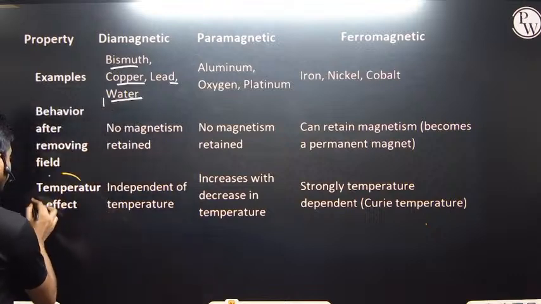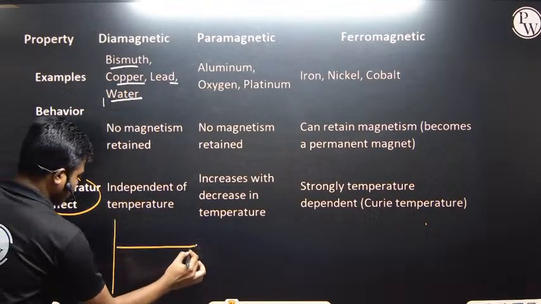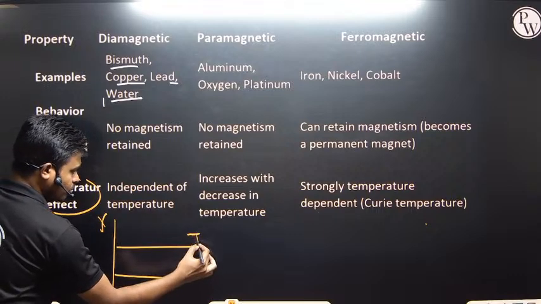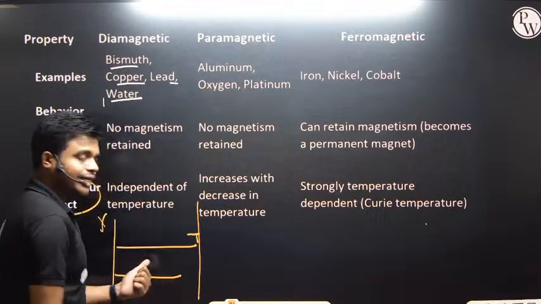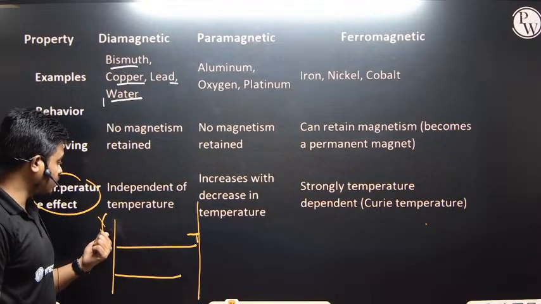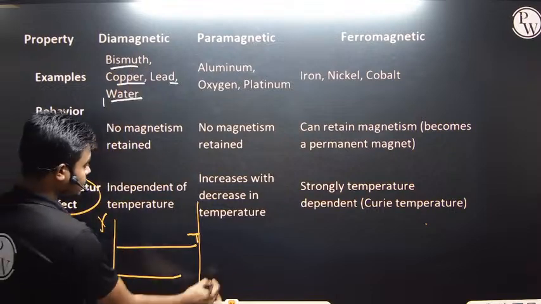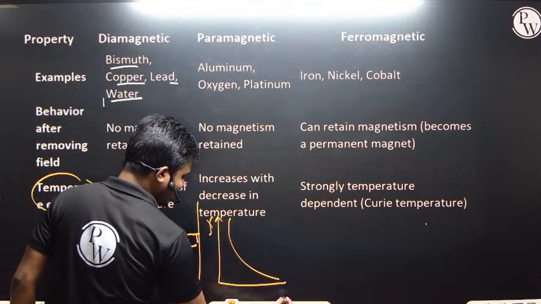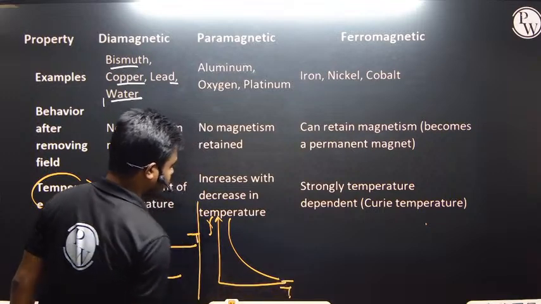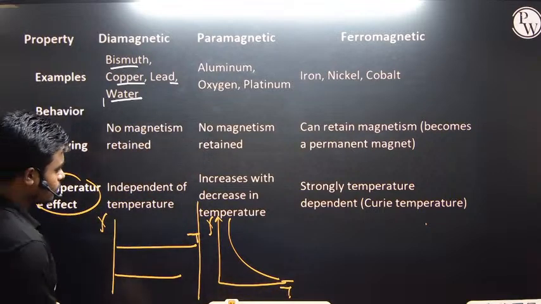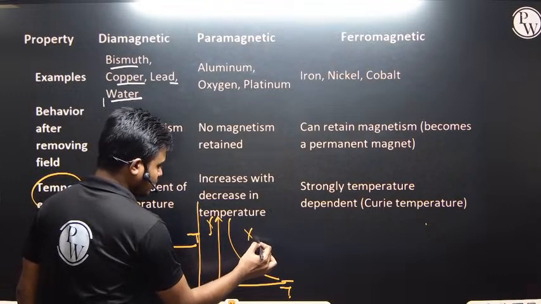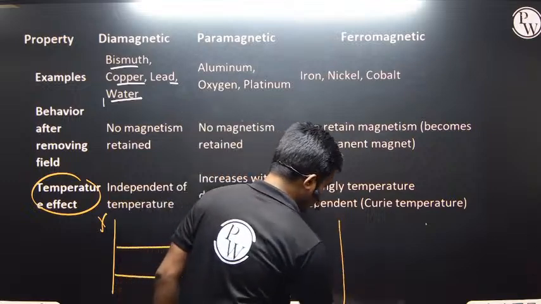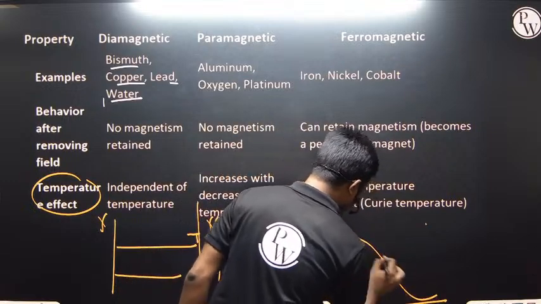Let's discuss the temperature effect. If I plot the graph for a diamagnetic substance, the zeta value is independent of temperature. There is no effect of temperature on the zeta value of a diamagnetic substance. For a paramagnetic substance, the magnetic property decreases on increase in temperature. Zeta is inversely proportional to temperature. Next, for a ferromagnetic substance, the graph will be like this, zeta versus temperature.